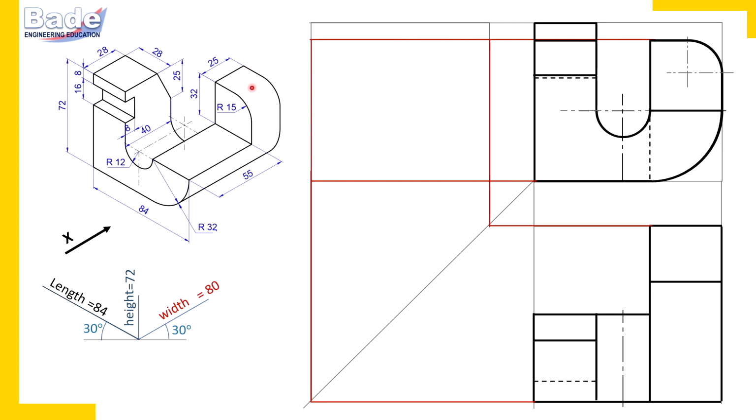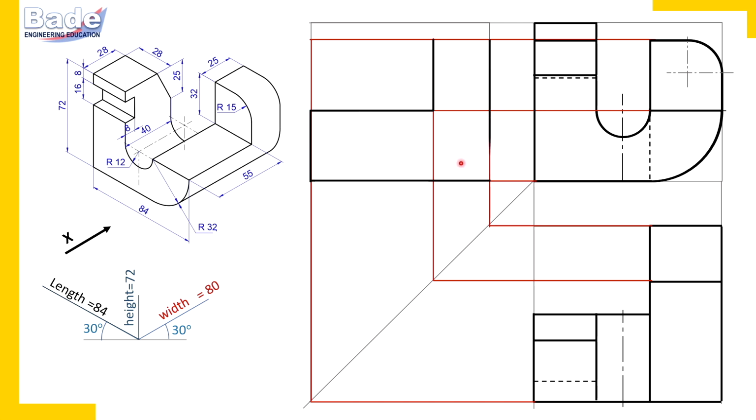But this surface has height 64 only for 25 millimeter width, and for 55 millimeter width it has height only 32 millimeters. So draw a projector from 25 millimeter, which I have transferred here, and 32 millimeters I will transfer here, and complete the shape. This is how we have completed the shape.